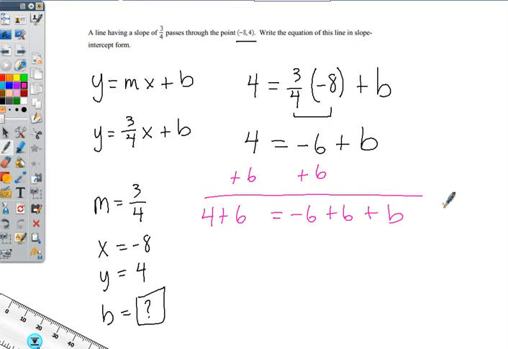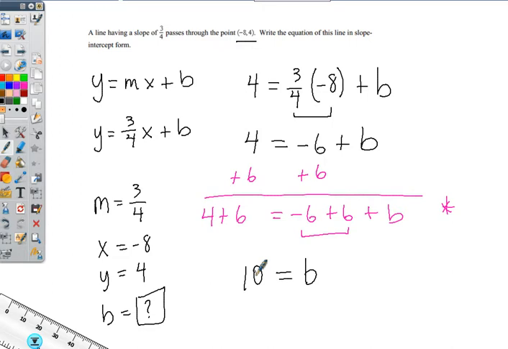You don't have to do this step. I'm just doing this to show you this idea that by adding in a +6 over here, this becomes a 0 pair. -6 plus 6 is 0. So that will be eliminated from my equation. So I'll have 0 plus b, which is equal to b. And 4 plus 6 is equal to 10. So now I know that my b is equal to 10.